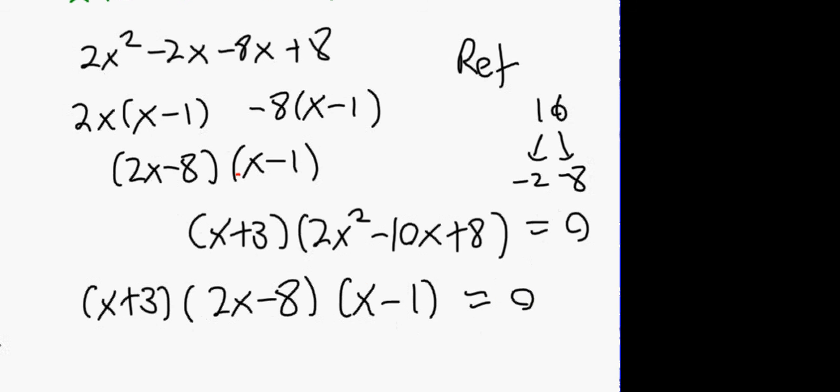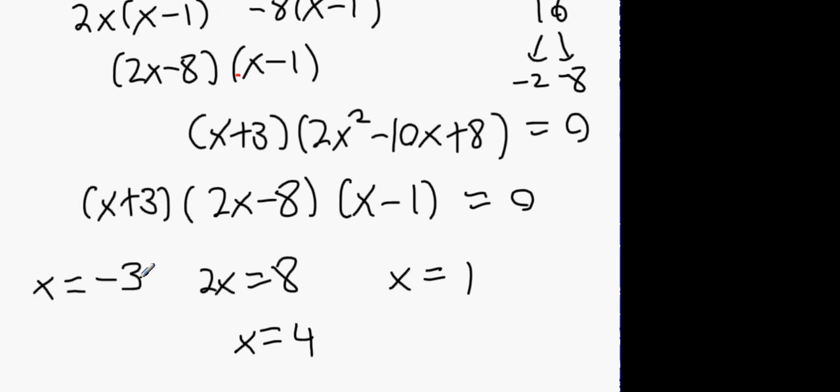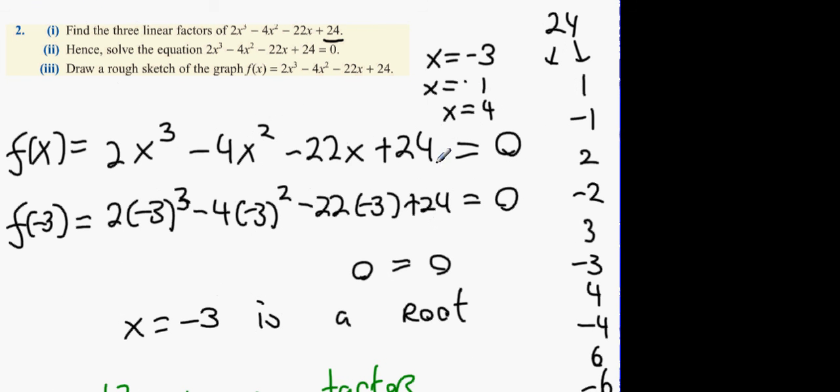Let's check out our answers. X equals 1, because x minus 1 is a factor. 2x equals 8, therefore x equals 4. And finally, x equals minus 3. Were they the 3 I wrote at the very start of the question? Yes, they were.